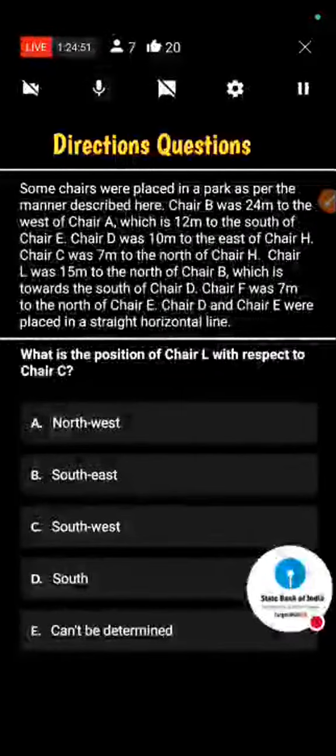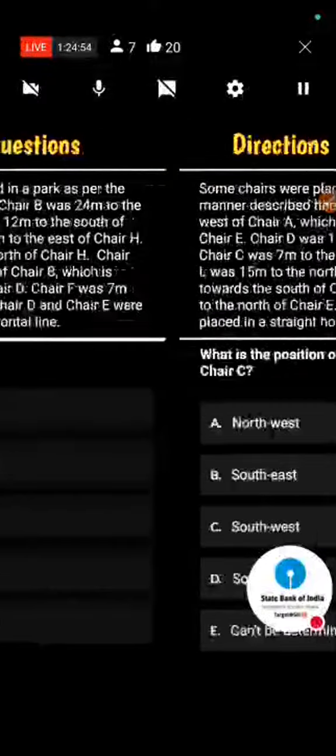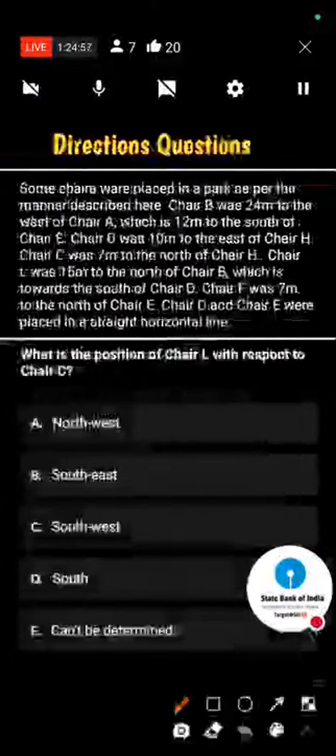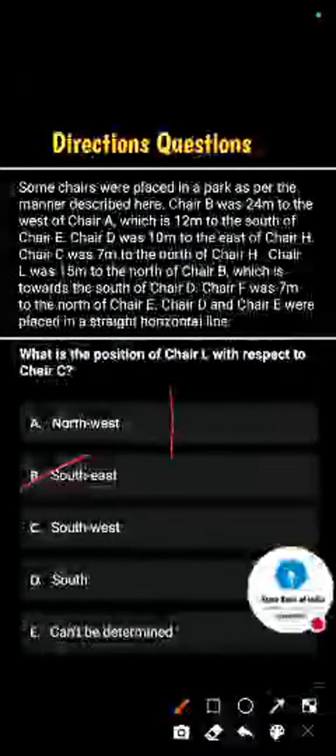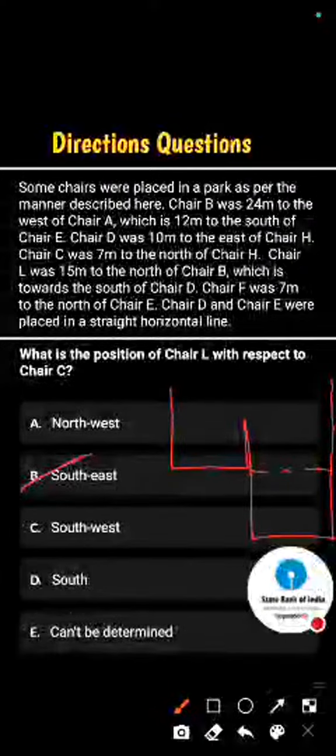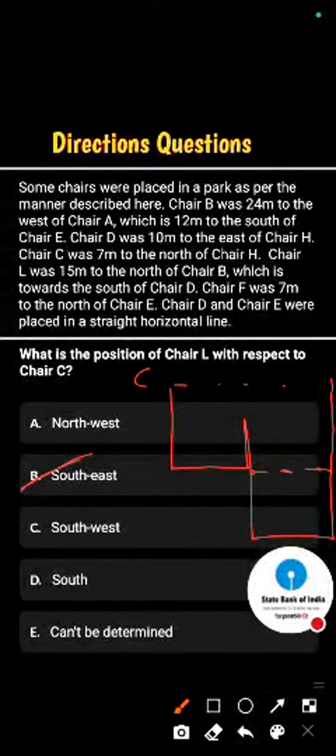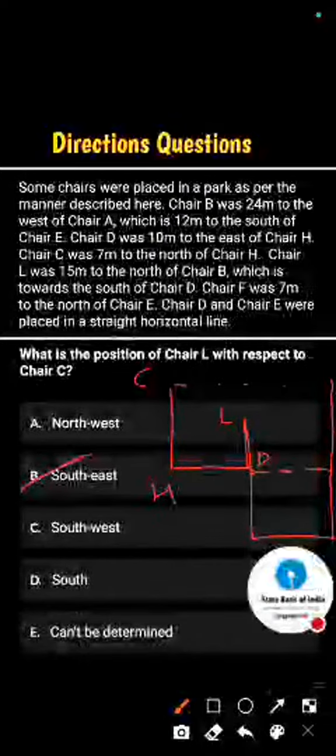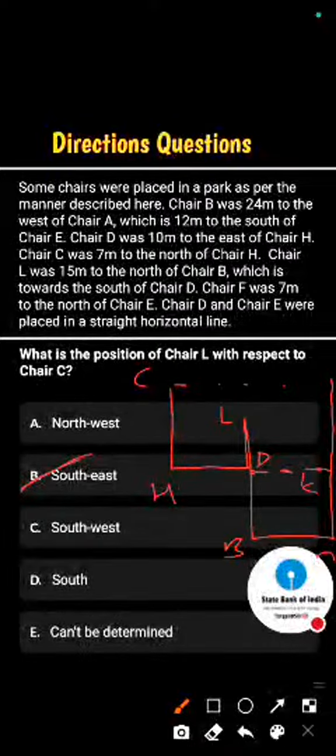So Tarun Reddy got the right answer. South east is our answer. South east is this one. Okay, I think everyone got the same pattern. These are equal. These are equal. If you want the places of C, H, D, L, B, A. Next one is E and F.